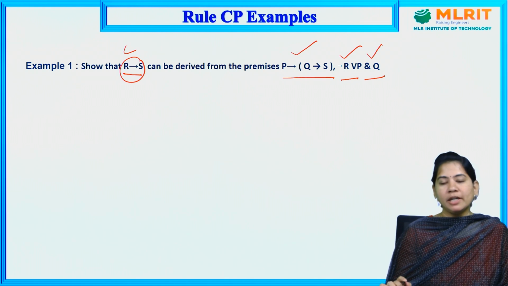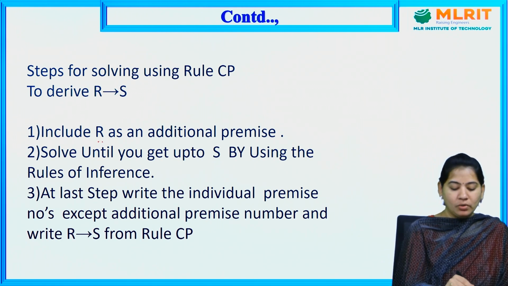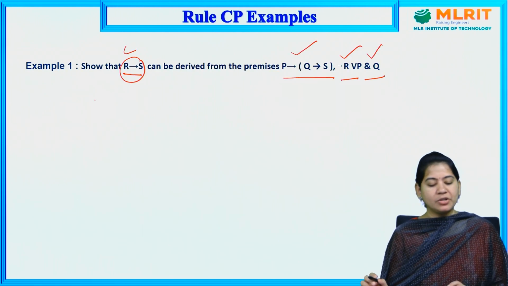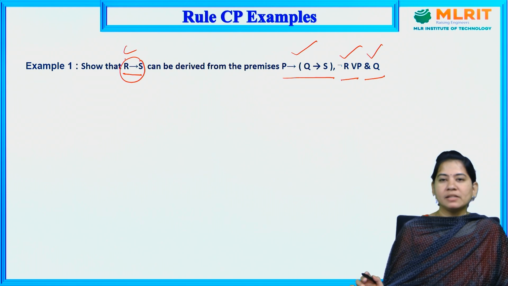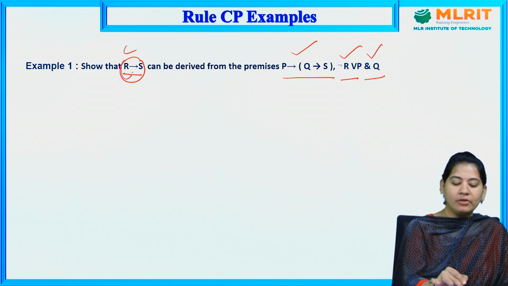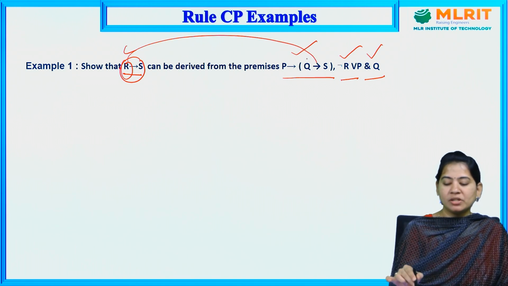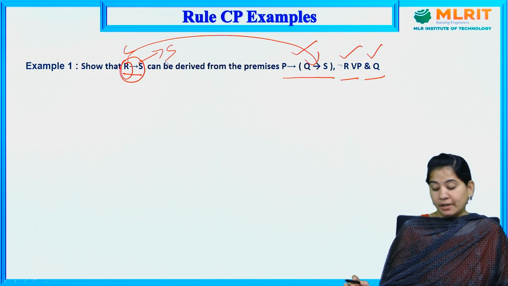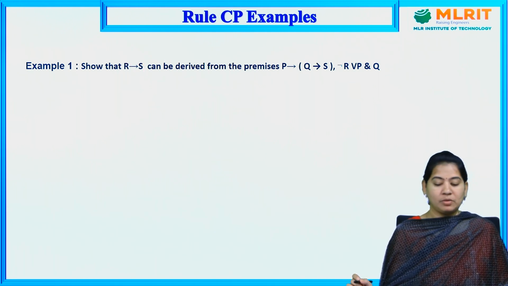According to the CP rule, what is the first step? Include R as an additional premise. This R is the first statement of the conclusion. In our question, R implies S is there, and the first statement is R. This R we have to include as an additional premise, and solve along with the given premises until you get the answer S. This is the CP rule method. So let us solve the problem here.